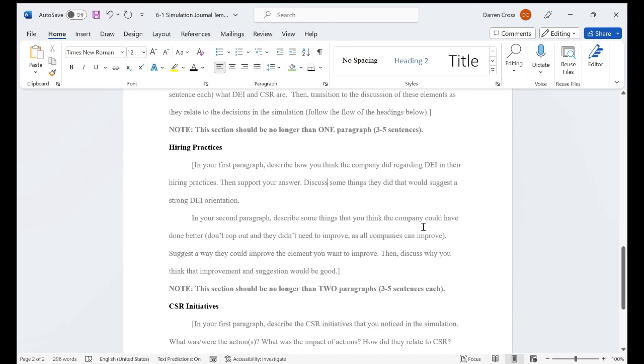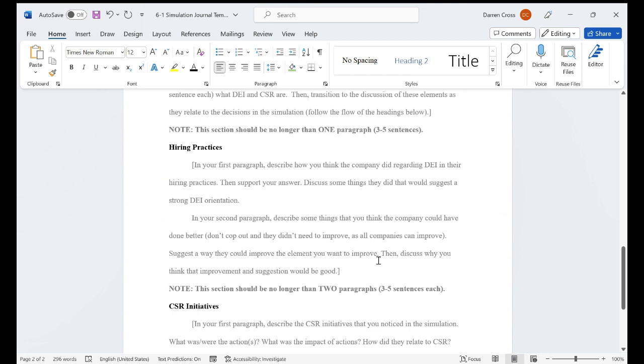Then in your second paragraph, you want to describe some things that you think the company could have done better. And I want to tell you now, some people try to get away with, no, they did pretty good. I don't think they could have done anything better. That is never, ever the answer in business. You can always do things better. The goal of this is not for you to go down a checklist and say, could they have done things better? Nope. The goal for you is to think critically about things that they could have done better. So you need to talk about something that you think they could do better.